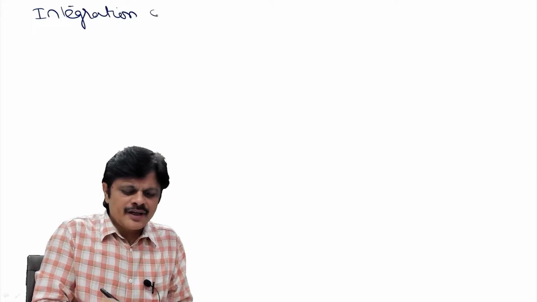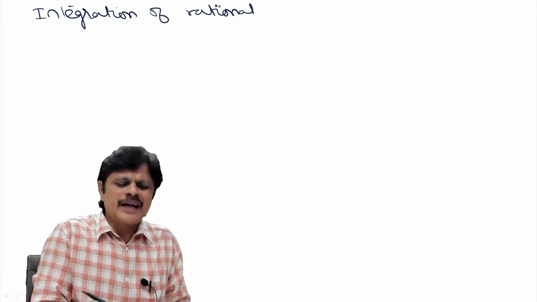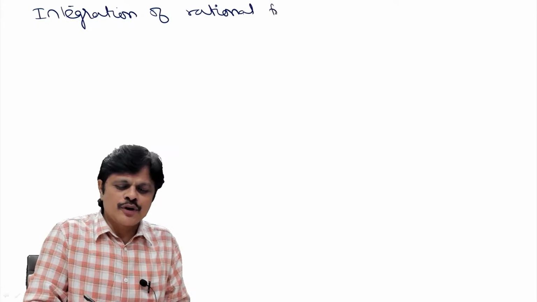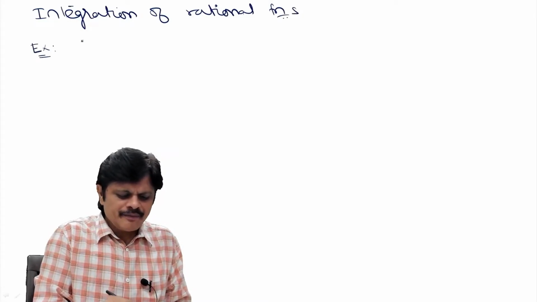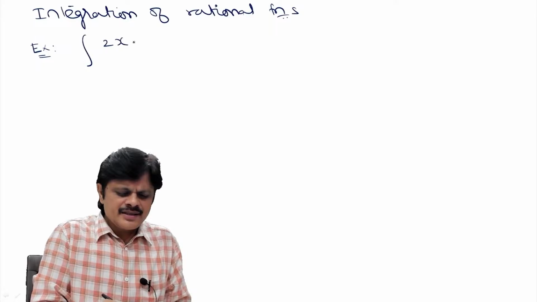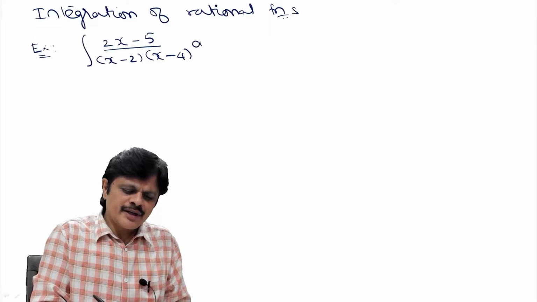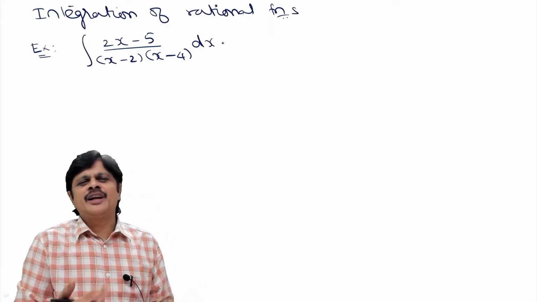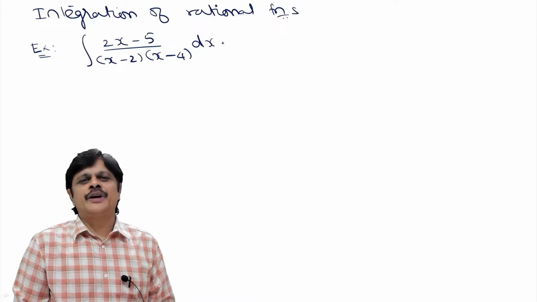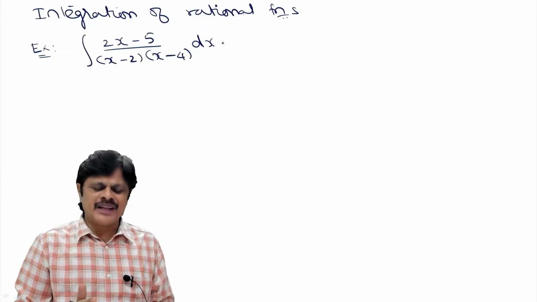Integration of rational functions. See, the idea is how to solve the problems using partial fractions. Let us take one simple example. Integral of, say, 2x minus 5 by (x minus 2) into (x minus 4) dx. So you divide into partial fractions, and automatically you are going to get integral 1 by x form. Integral 1 by x is log x plus c. That would be the answer.